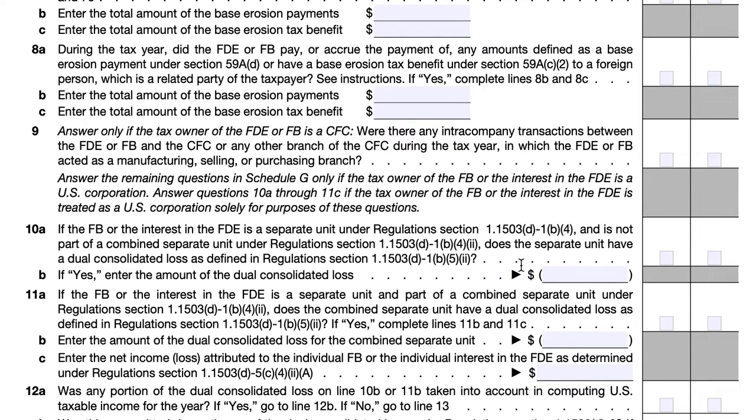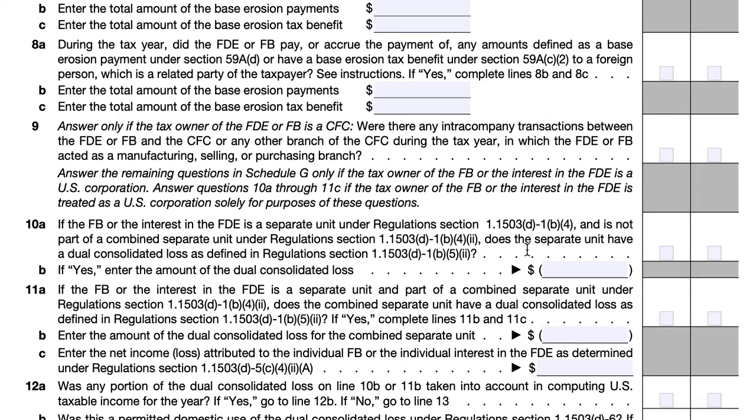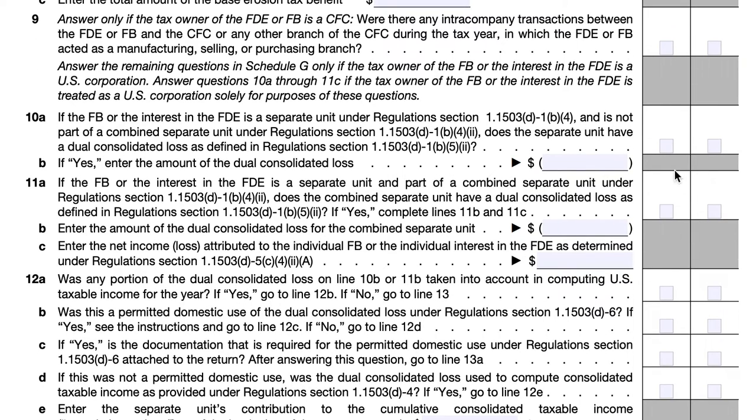Going down to item 10, you're going to complete lines 10 through 13 only if the tax owner of the FB or the tax owner of the interest in the FDE is a U.S. corporation, other than a pass-through entity. So if you're a business and you're filing this, then you would complete lines 10 through 13. If you're an individual taxpayer and you're required to report this, then you would not.